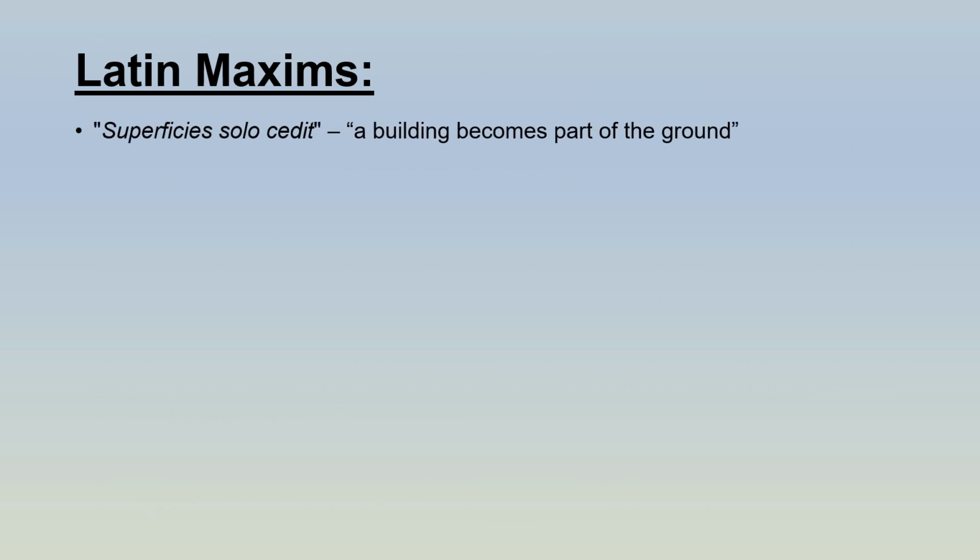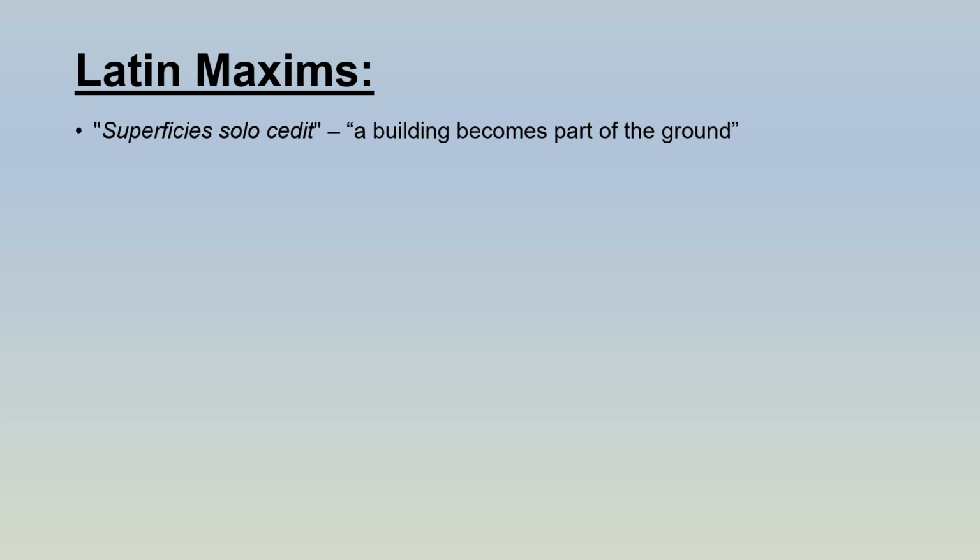Latin maxims. Superficie solo sedit. A building becomes part of the ground. What this maxim effectively means is that a house or structure or other object, including plants and trees, that cannot be removed without damage or destruction, is presumed to form part of the land.